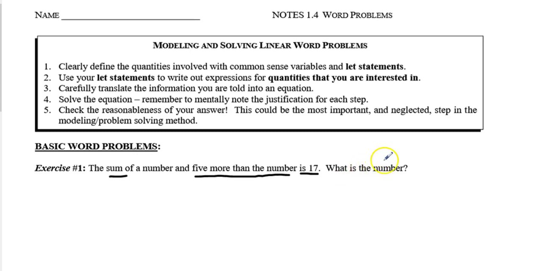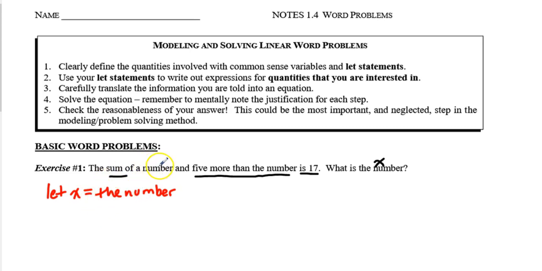So we need a way to represent the unknown, the number. We're going to call that thing x. You could use a different letter, but let's keep it simple. Let's use x. Okay, so we're going to make a let statement. We're going to write something like this. Let x equal the number. And this part is really important that you define that variable clearly. Because after we solve for x, we're going to want to know, what would we just find out? We solved for the number.